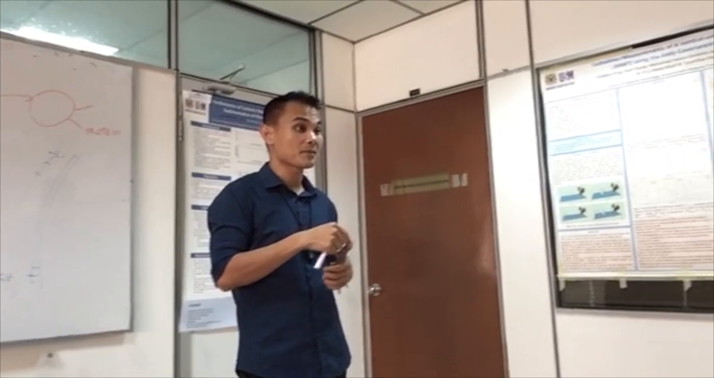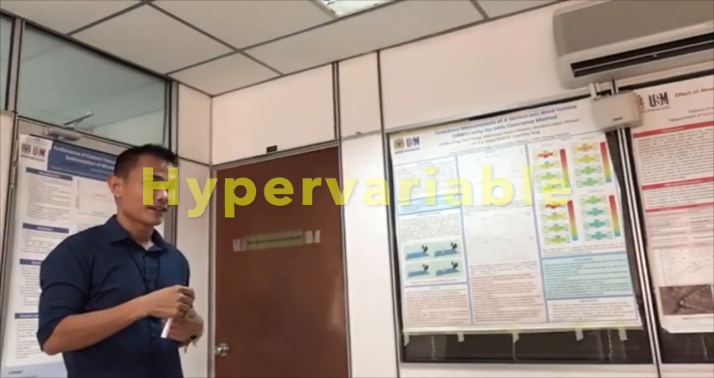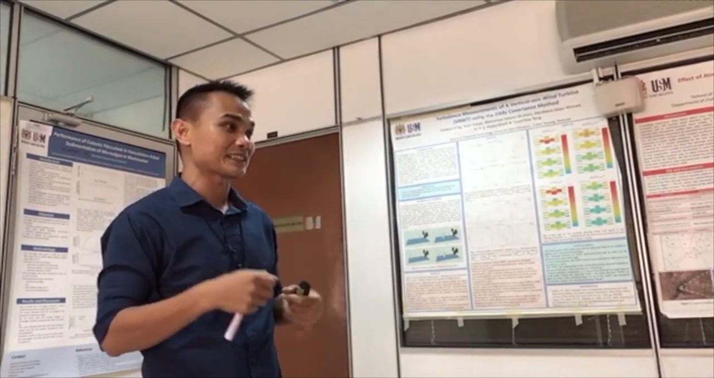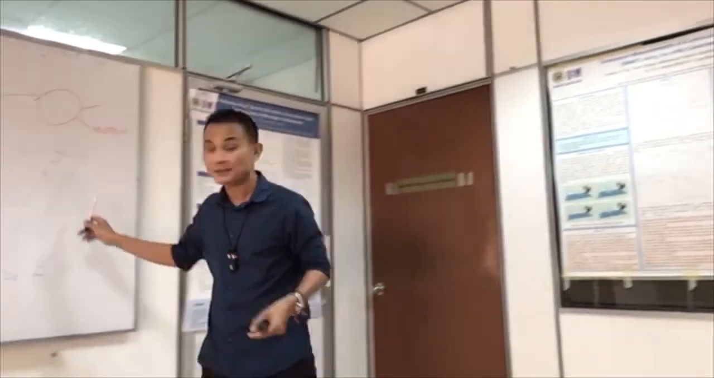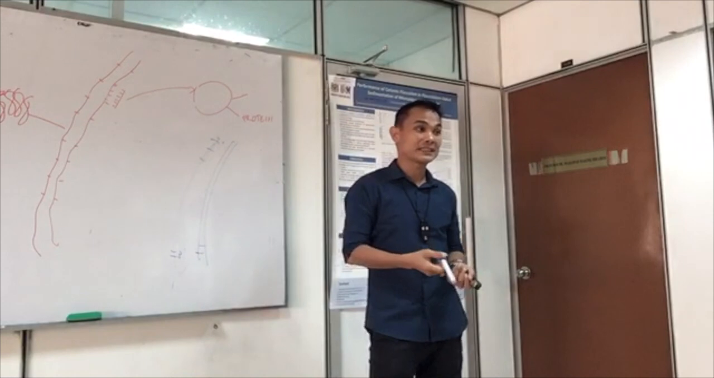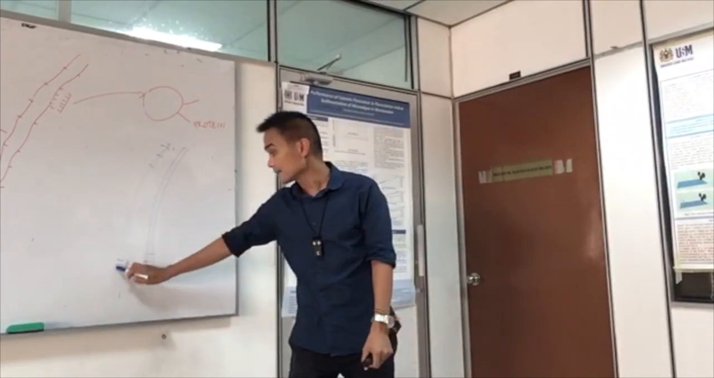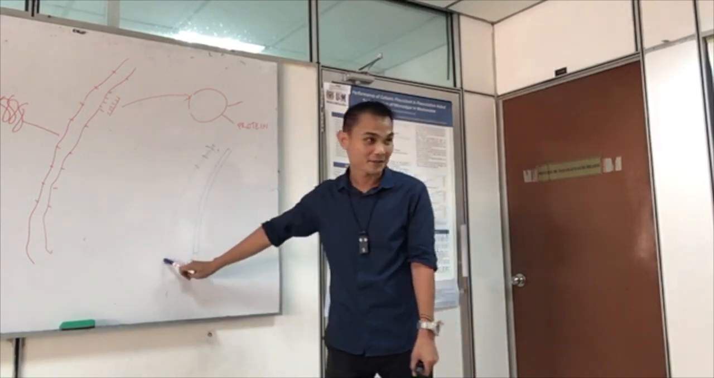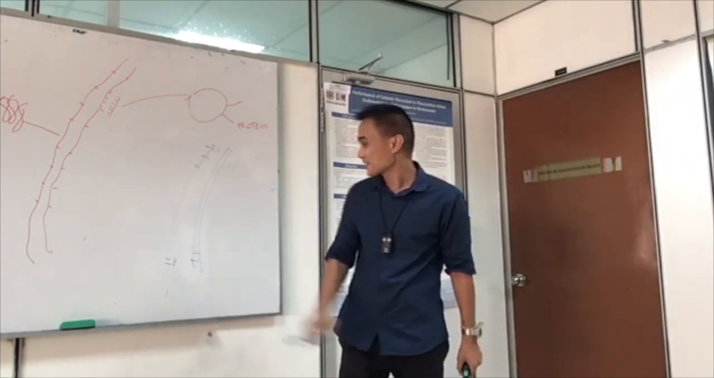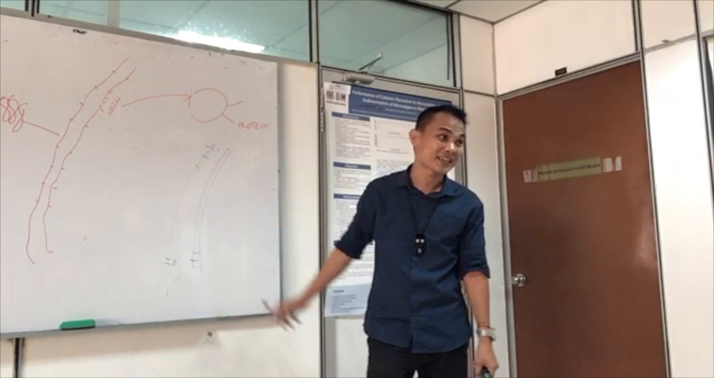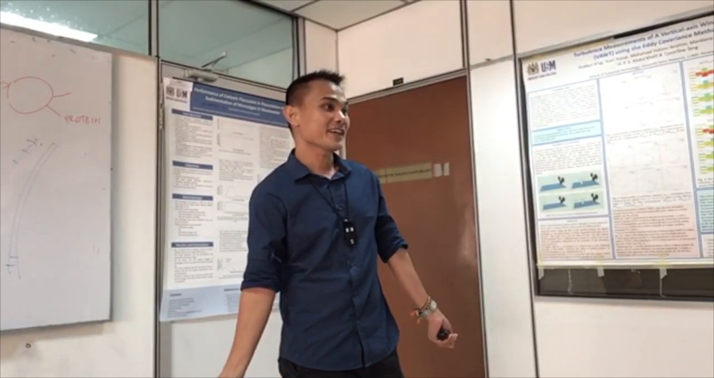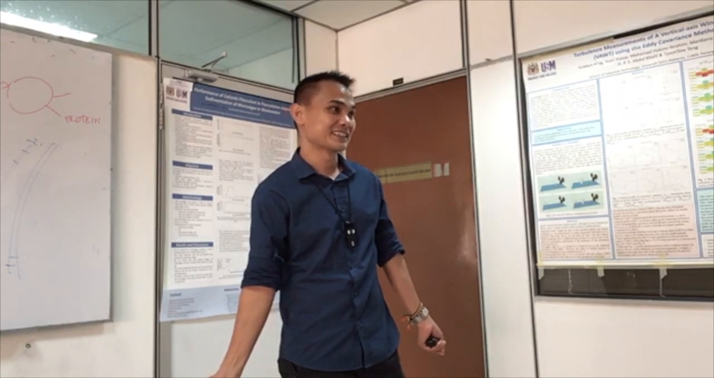Okay, so that is called the hypervariable region. Hypervariable means it varies a lot. So to differentiate between two people or two bacteria or two species, you only compare this. Yes, the hypervariable region. There is no point comparing the whole genome because it's going to be the same. It's redundant. Okay? Does it make sense?